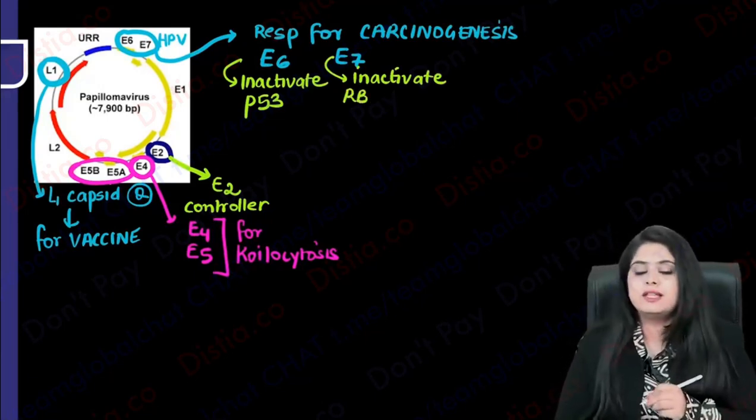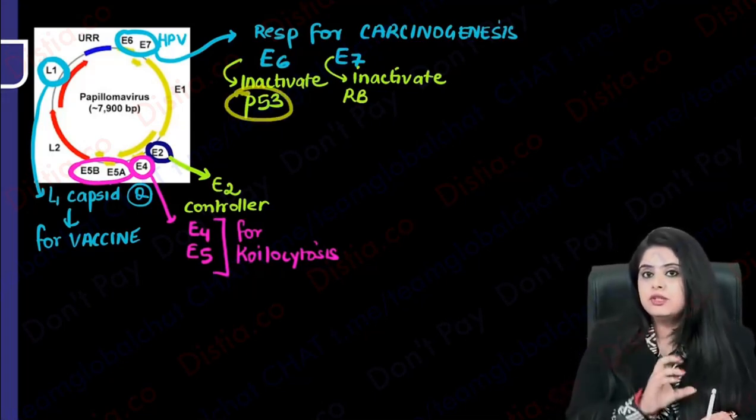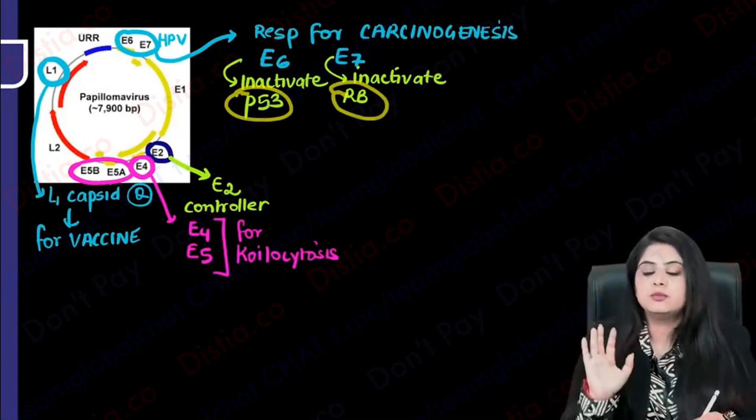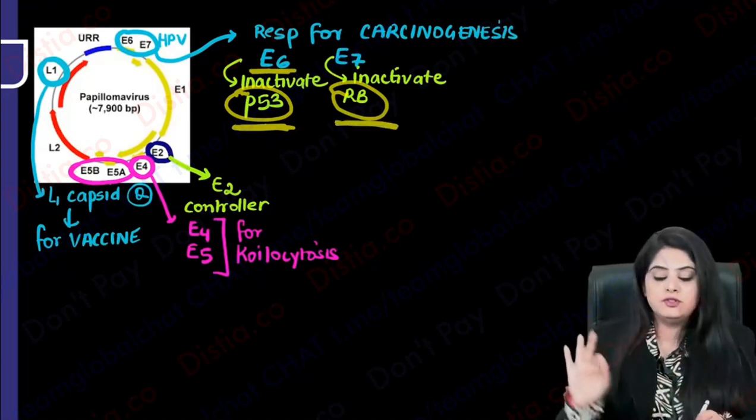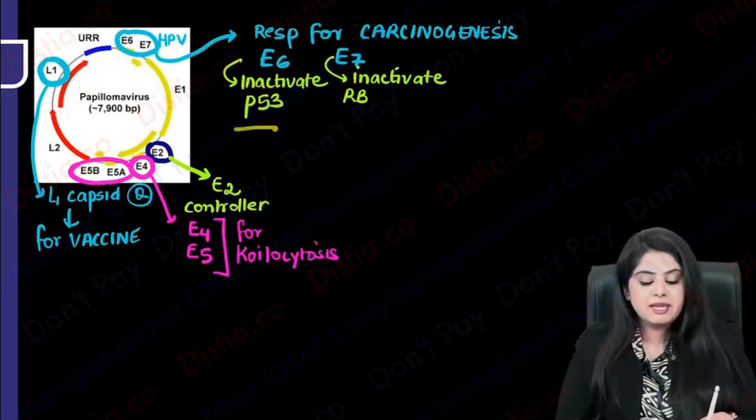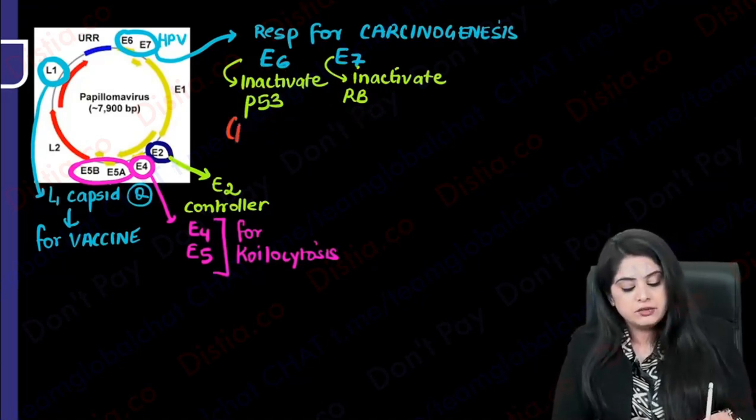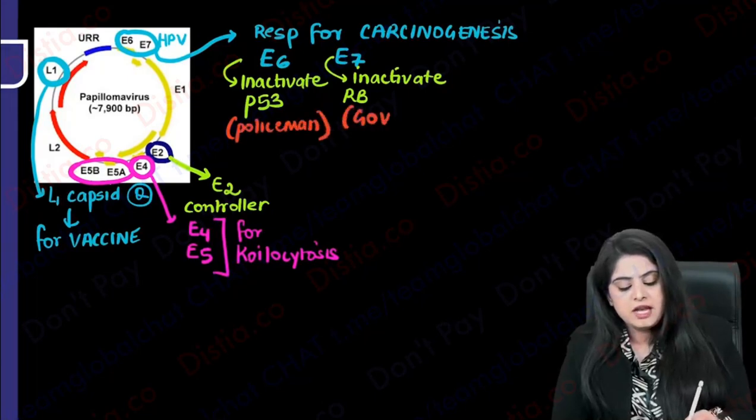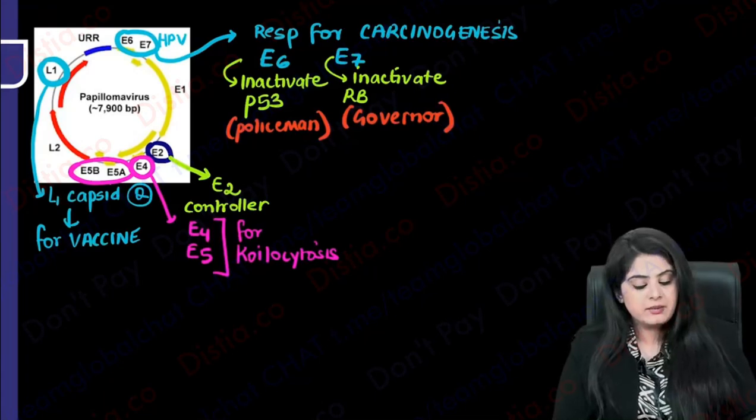Can you remember this from pathology? Yes, that we had done. Policeman is a junior official, governor is of course senior-most. So for the junior person you have the junior number and for the senior person you have the senior number. So for the policeman you have E6 and for the governor you're going to have E7. I'll write their names so that you remember the mnemonic. P53 is policeman, RB gene is governor of the genome. So cancers happen.